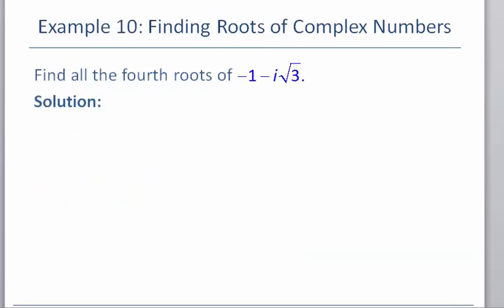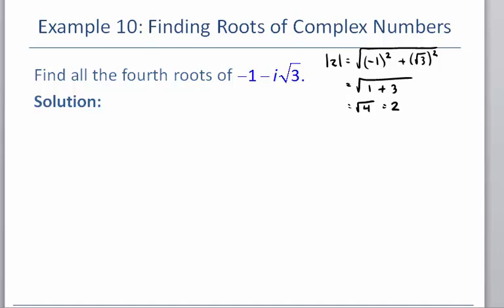Okay, we're going to look at one other example. We're being asked in this example to find the fourth roots, and our problem is -1 minus i square root of 3. So again, we're going to begin by finding our magnitude and our angle. Let's work on the magnitude first. Our magnitude formula is the square root of a squared plus b squared. So I'm plugging in my a and my b values. -1 squared is 1. The square root of 3 squared is 3. Adding them together, we get a magnitude of 2.